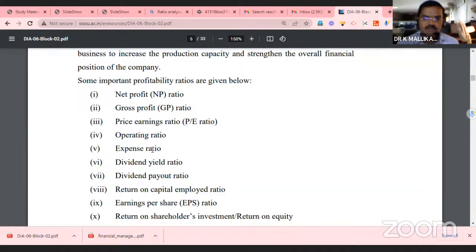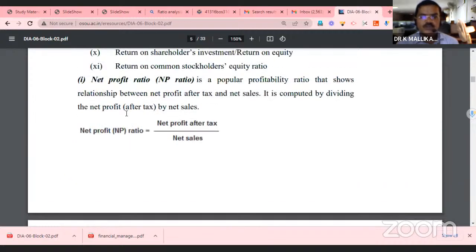As per that, some of the important ratios in the profit and loss account are net profit ratio, gross profit ratio, price earning ratio, and operating ratio. We'll go through them one by one. The first one is the net profit ratio.